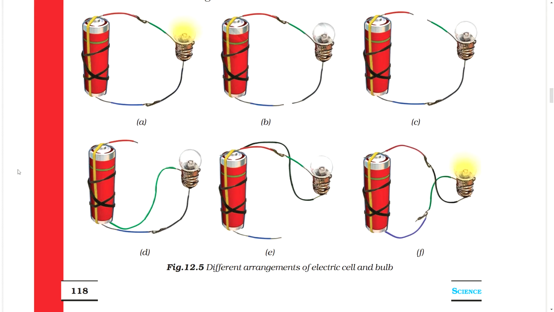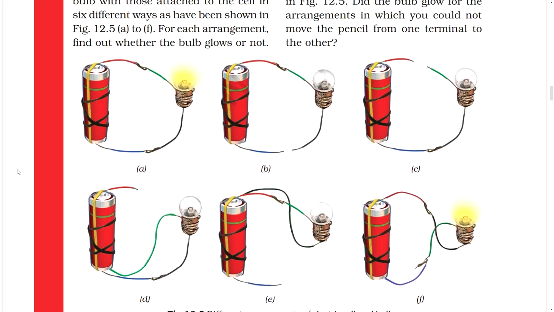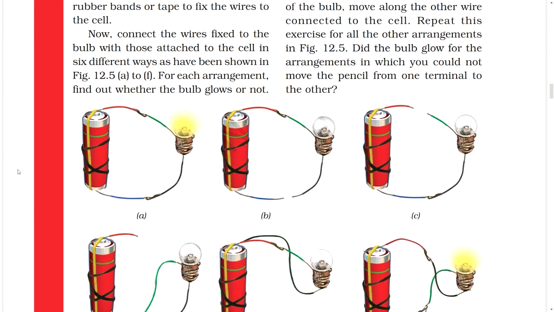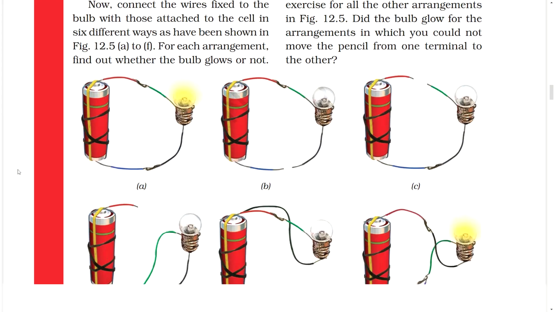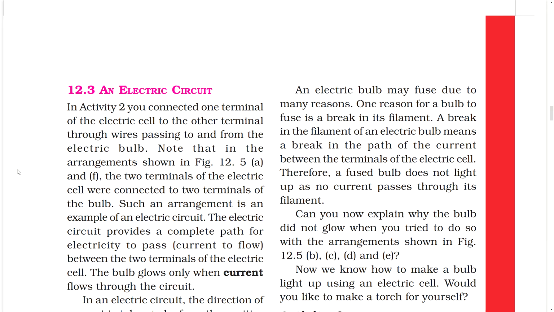Figure: different arrangements of electric cell and bulb. 12.3 An electric circuit. In Activity 2, you connected one terminal of the electric cell to the other terminal through wires passing to and from the electric bulb. Note that in the arrangement shown in figure A, the two terminals of the electric cell were connected to two terminals of the bulb. Such an arrangement is an example of an electric circuit.